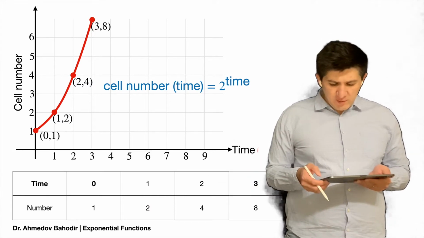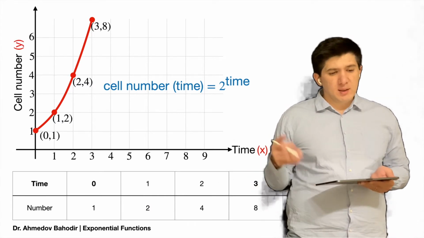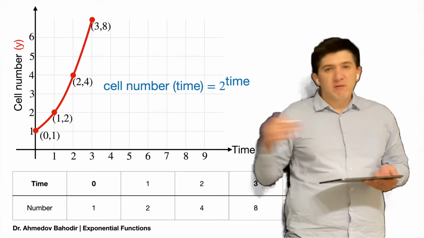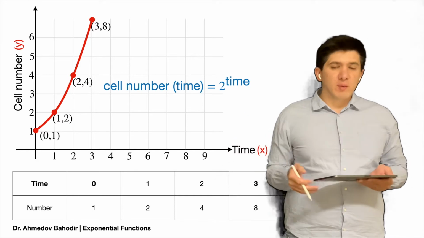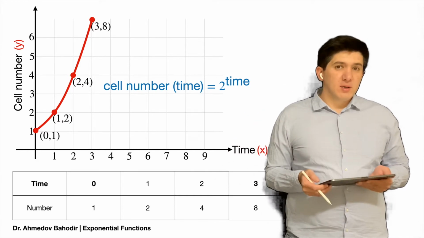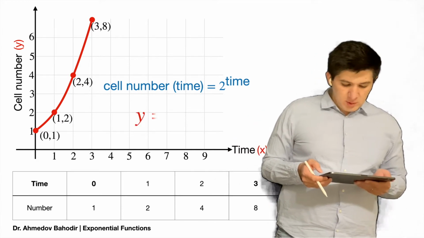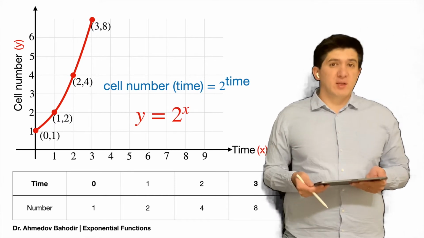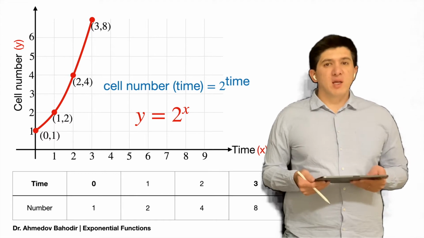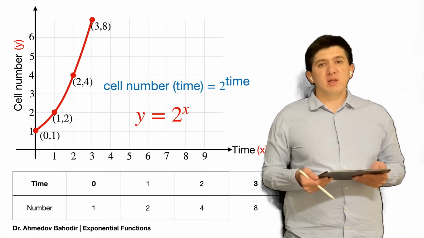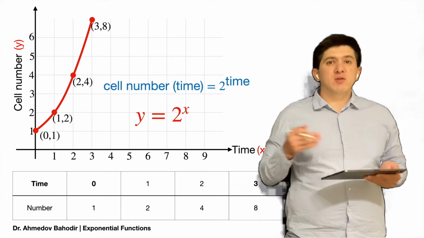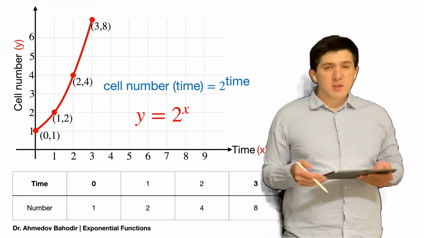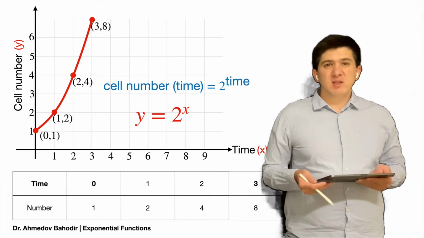So if the time would denote the x and the number of the cells would be denoted as the y, then the equation form of this rule would be y is equal to 2 to the power of x. This we call an exponential function. One of the applications and examples of the exponential functions in biology would be to track the number of the cells over the time. So we can apply the exponential functions in many different areas.